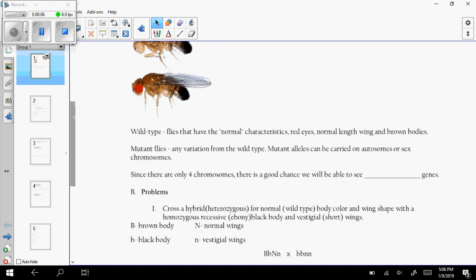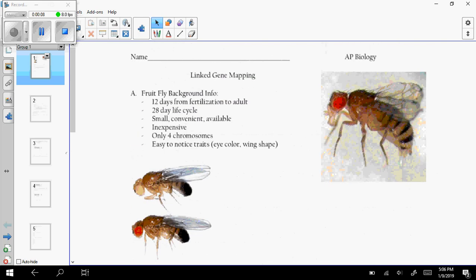Mrs. Mancuso, and today's video is about linked genes. So here we have a fruit fly, and fruit flies are really cool to work with because they have a really short life cycle, so you can see multiple generations in a short amount of time. They're really easy to use, they're small, they're cheap, you can store a whole bunch in a small space. They only have 4 chromosomes, so there's a really great chance that you're going to be able to study linked genes.